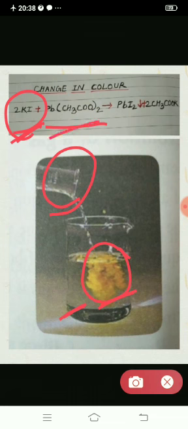A chemical reaction takes place and lead iodide, PbI2, is formed, which brings the change in color. Along with that, there is formation of potassium acetate. So a chemical reaction can bring a change in color as well.